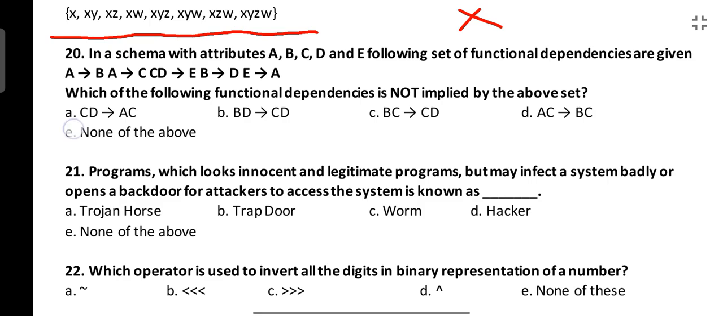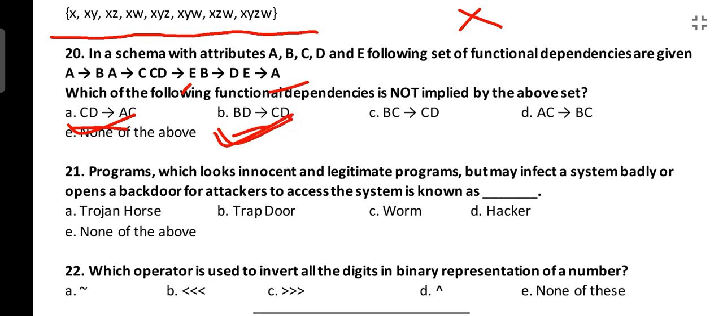So let's see, CD derives AC. Here we can see CD derives E and E derives A. And C can derive C itself. So we can say this is correct. Next is BD derives CD. Do we have somewhere where BD or CD is present? No. BD is not deriving anything and CD is not getting derived by anything. So this looks like the correct answer, but we'll check others also.